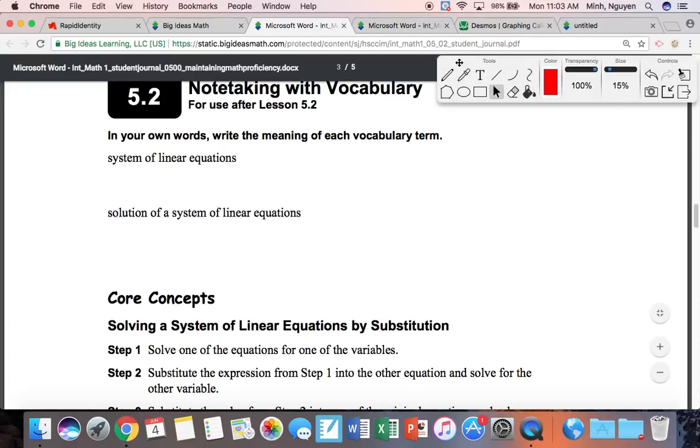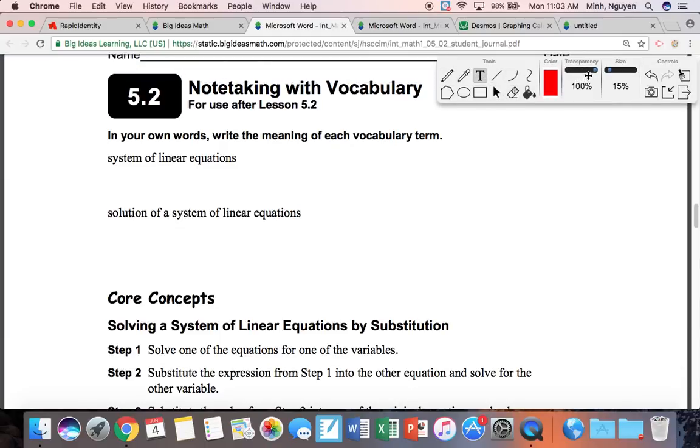Solution of a system. Just as a reminder, I didn't go over this formally in the last video, but I will here. The solution of a system of linear equations is where two lines intersect, or the point of intersection between two lines.